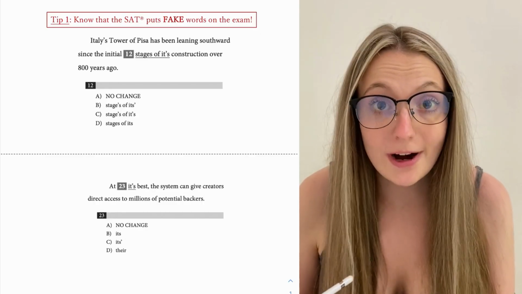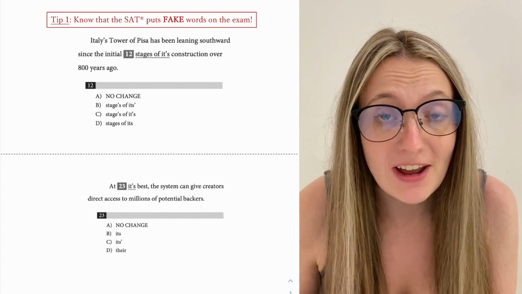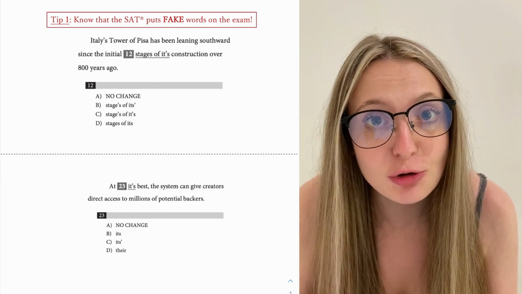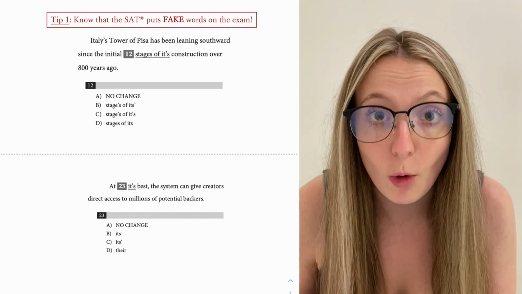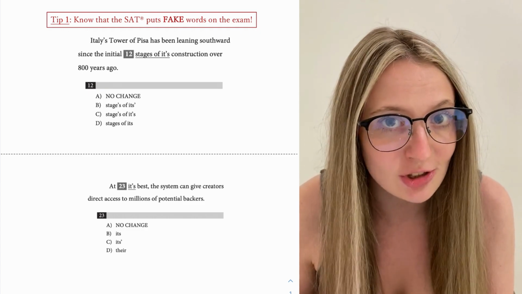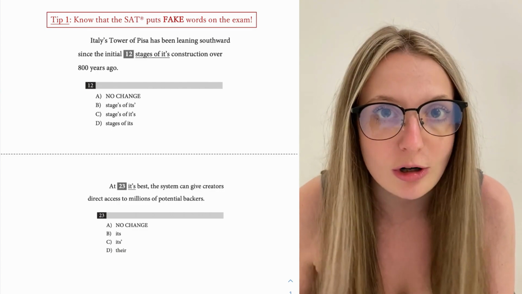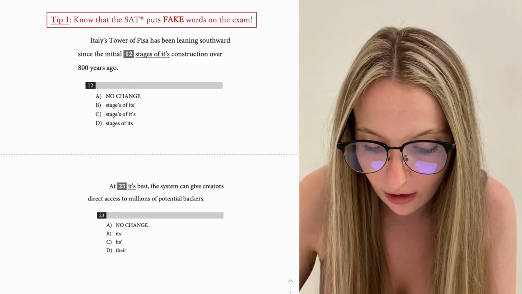All right, so for our first tip, we need to know that they put fake words on the SAT. It's kind of crazy, but it is true that the makers of the SAT, the College Board, will actually put words that don't exist in the English language on the test. So you definitely want to be familiar with what those words look like. Let's look at 2 problems that incorporate a fake word.